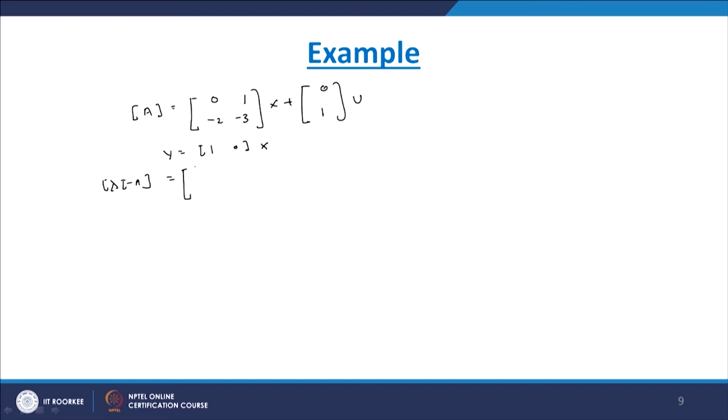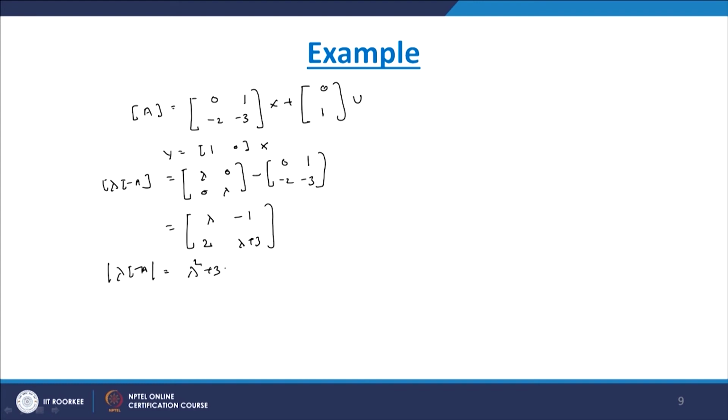So, that is given as lambda, 0, 0, lambda minus 0, 1, minus 2, minus 3, and after solving we will get lambda minus 1, 2, minus 1, minus 1, 2, and here lambda plus 3. Now, the determinant of lambda I minus A is lambda square plus 3 lambda plus 2 equal to 0. So, we will get lambda 1 equals minus 1, lambda 2 equals minus 2. Now, we have got 2 eigenvalues.